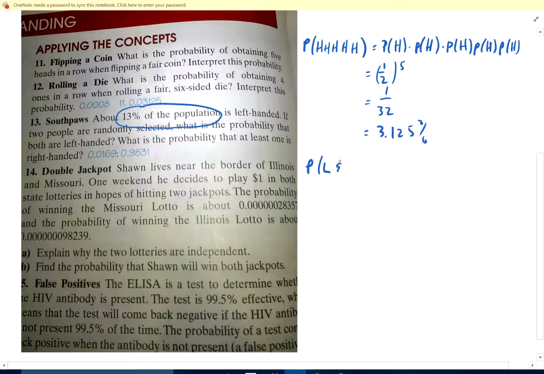If two people are randomly selected, what's the probability that both are left-handed? Probably left-handed and left-handed. Well, we assume that they're independent events. So that's the probability of left times the probability of left. In other words, one doesn't affect the other. So it's 0.13 times 0.13, which is 0.13 squared, which is 0.0169, or 1.69%.